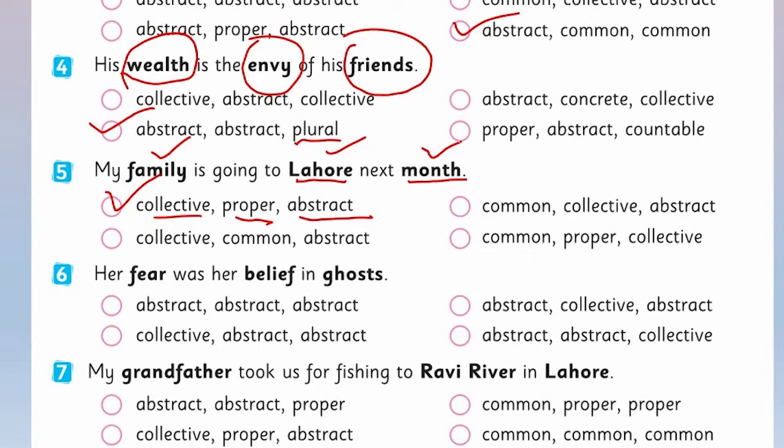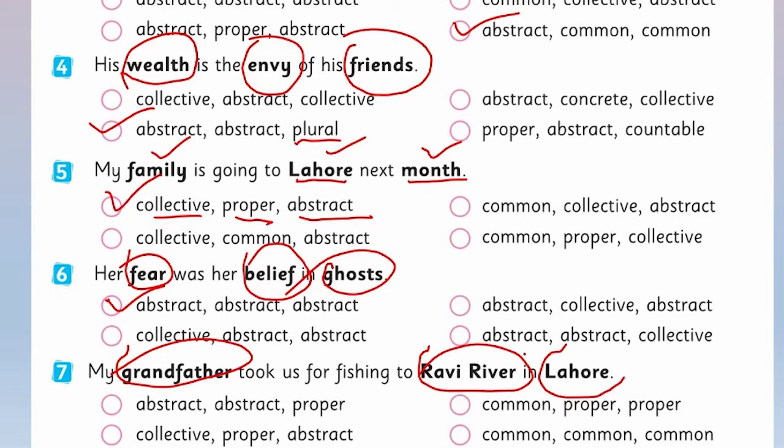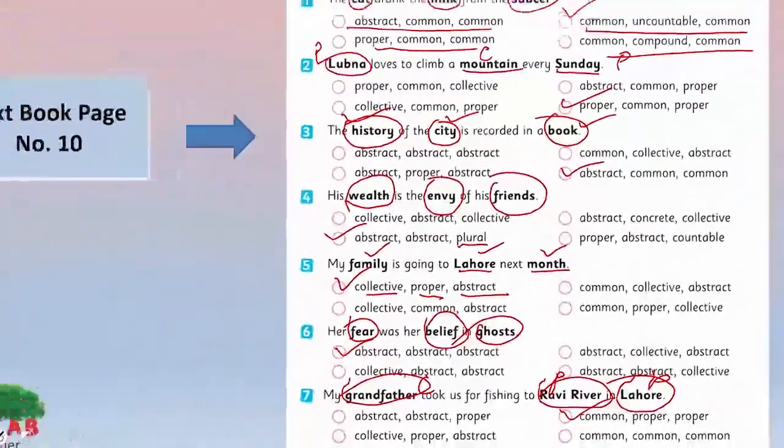Look at the sixth one. Her fear was her belief in ghosts. Yes, these all are abstract nouns. Look at the seventh one. My grandfather took us for fishing to Ravi River in Lahore. Here this is common, proper and proper noun.